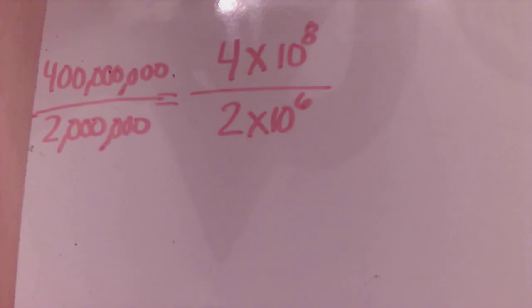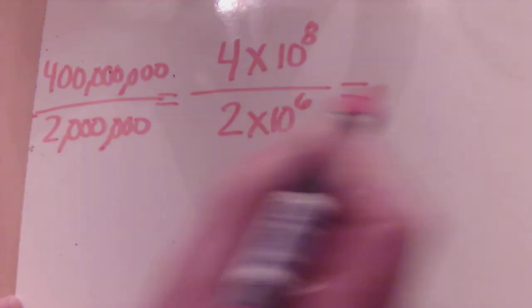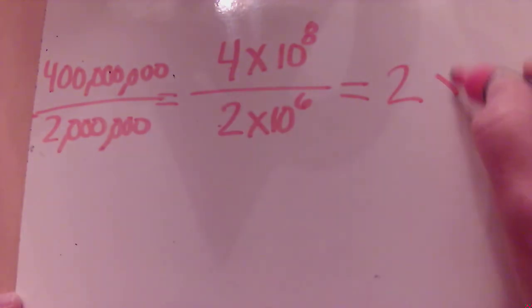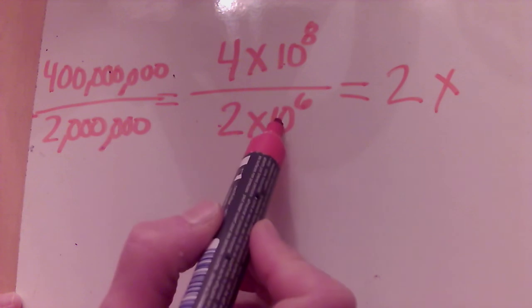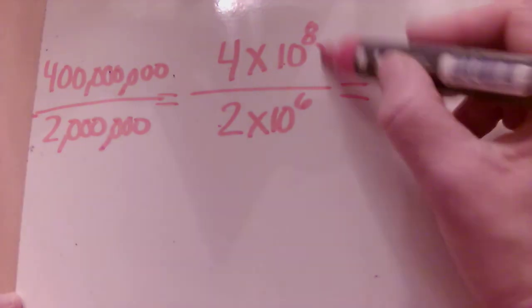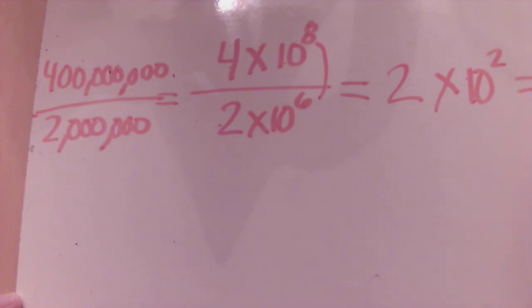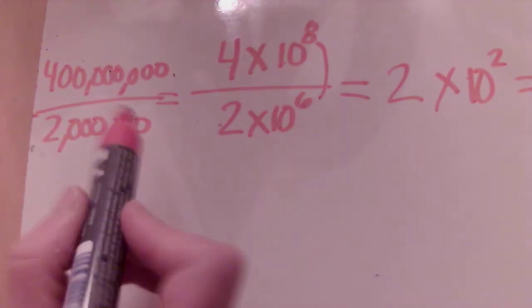But if you just think about what you know about exponent rules, the other way I could do this is just say, okay, 4 divided by 2, I know that that's 2. And that's going to be times 10 to the 8th divided by 10 to the 6th. Well, it's division, so I'm going to subtract those exponents. It's times 10 to the 2nd, which is the same thing as 200, which would be the answer to this problem.